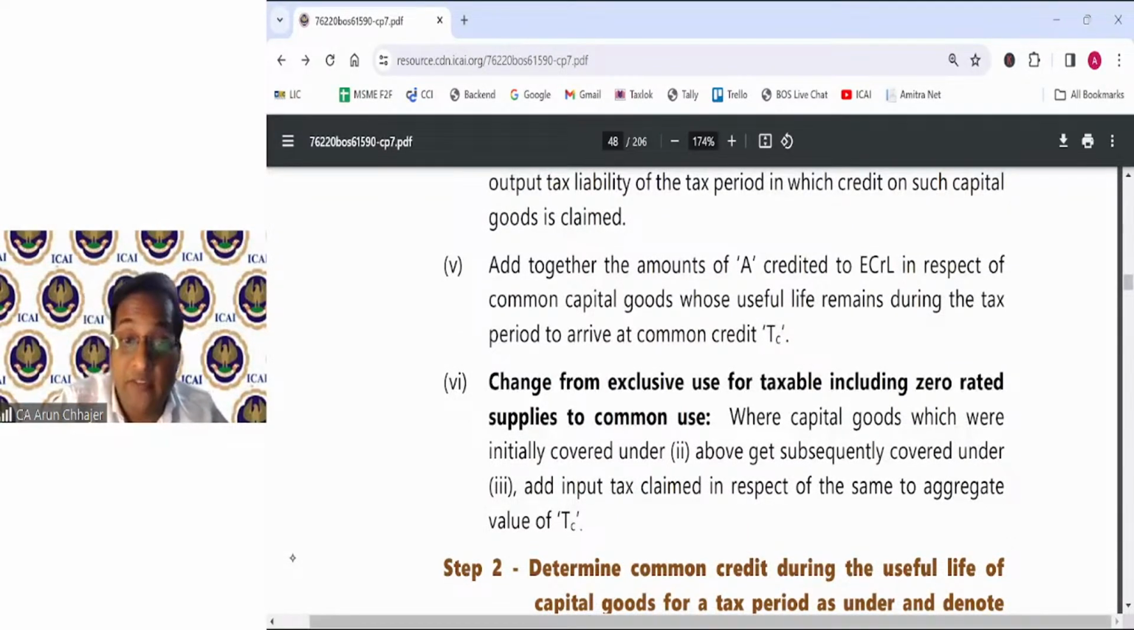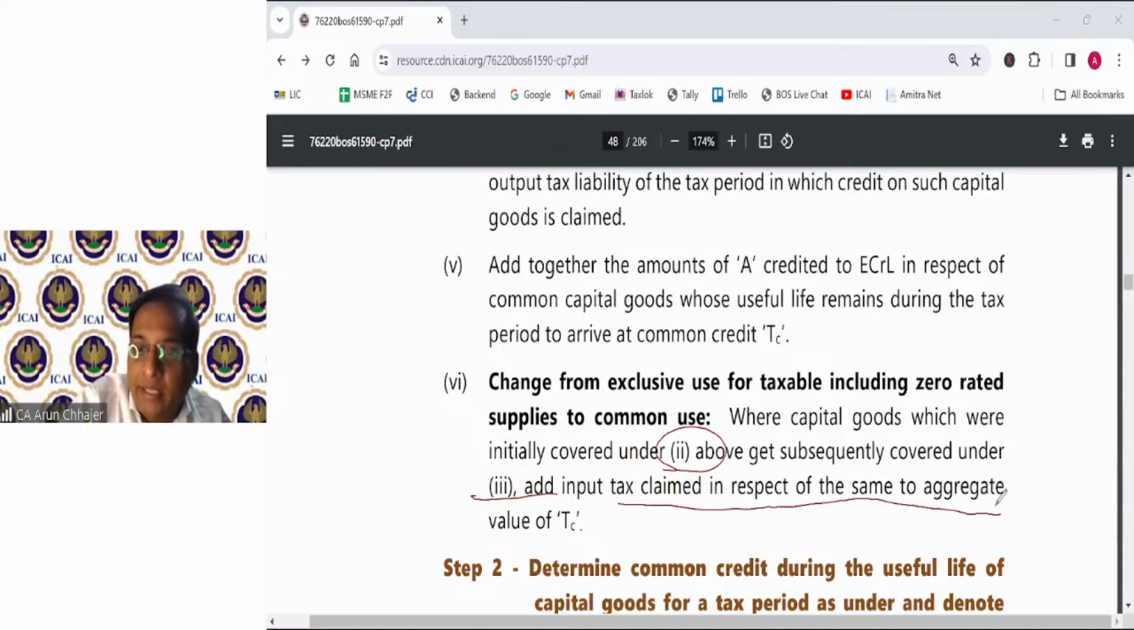Now again there is a shift, which was initially covered under clause 2. Now it is covered in clause 3. It has been shifted. The input tax claimed in respect of the same to the aggregate value of the TC.